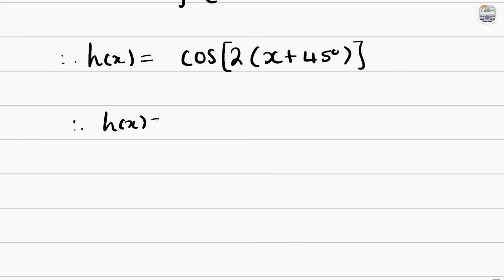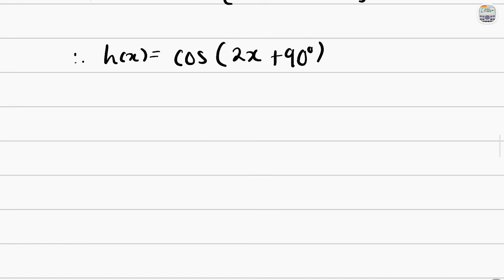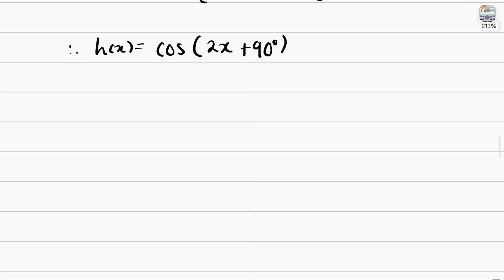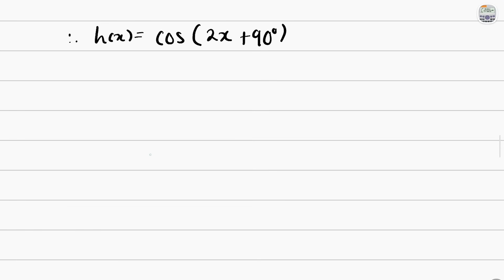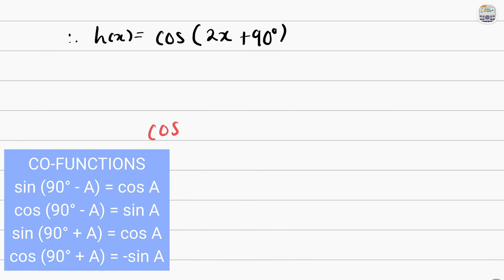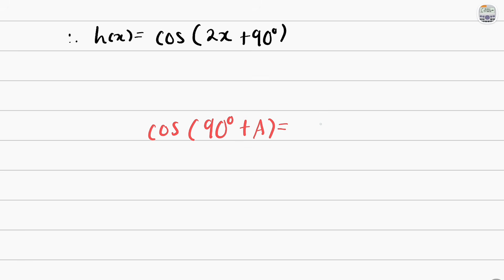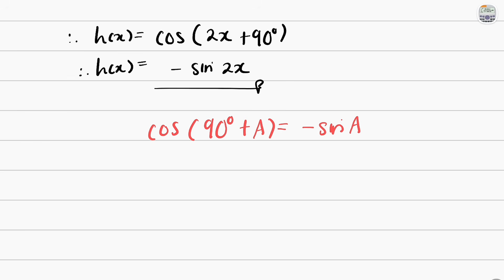Okay, and now you can see that you can actually simplify further here. So h of x is equal to, and we have cos, and the 2 will multiply in. So we have 2x, and then that becomes plus 90 degrees. Okay, we have a plus 90 degrees. We can use cofunctions. Okay, remember the cofunction with cos and a plus 90 degrees, or rather 90 degrees plus an angle. This is cos 90 degrees plus a. This will become negative sine a. Okay, so in this case, the a is our 2x here. So h of x would simply simplify to negative sine 2x.